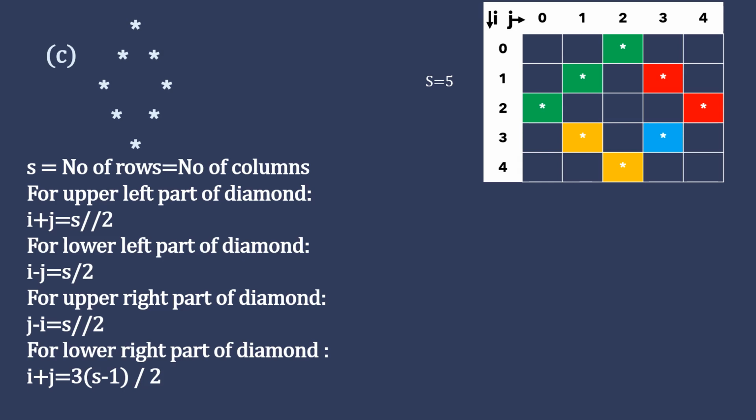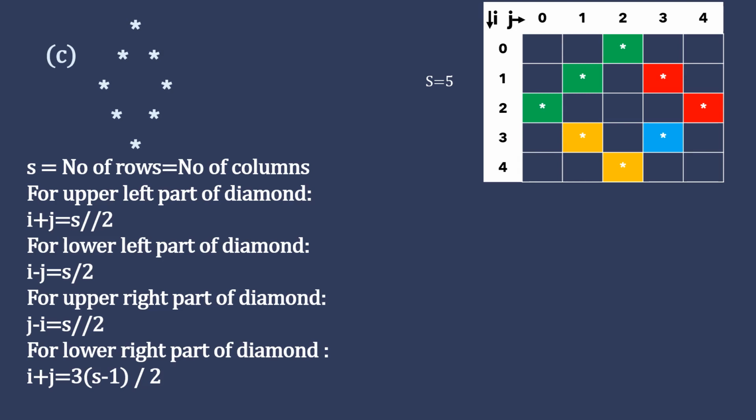Now let's go to the lower left part of the diamond, which is colored in yellow. There you can see the condition is i minus j is equal to S divided by 2. Here the i value is the row value, that is 3, and the j value is 1.